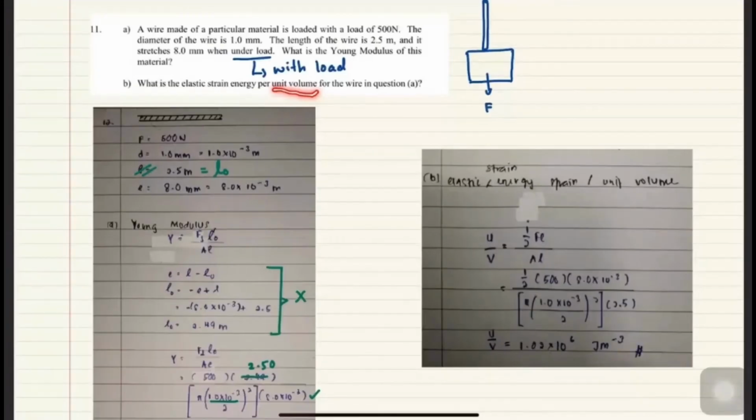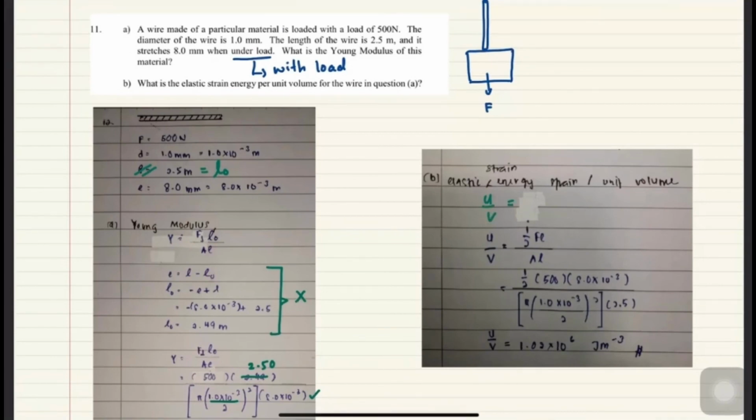Faham kot. Okay, yang B tu, what is the elastic strain energy per unit volume for the wire in question A? Okay, macam mana? Kamu buat macam mana? Macam saya, dia kata dia nak elastic strain energy per unit volume kan. Okay. Jadi saya, sebab dia nak elastic strain energy, so saya letak U over dengan V volume.